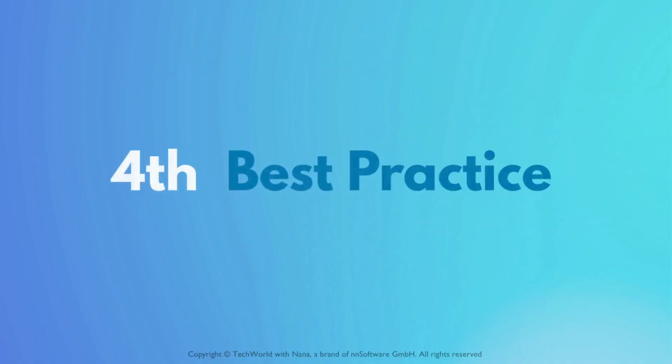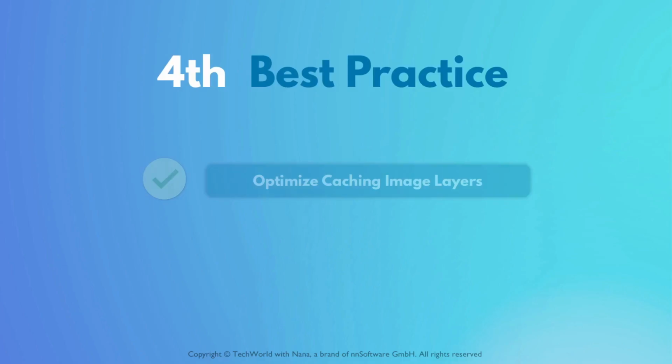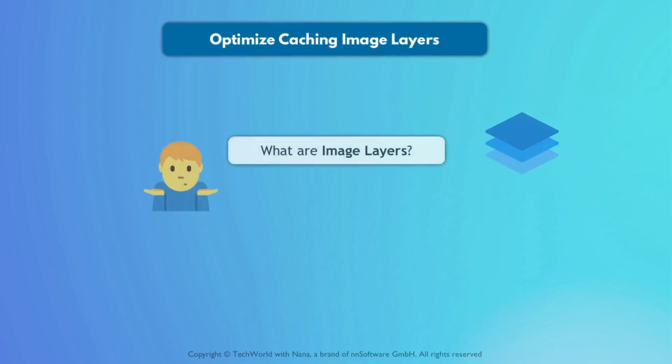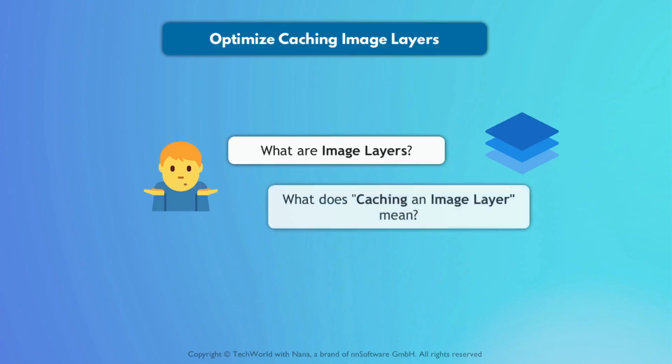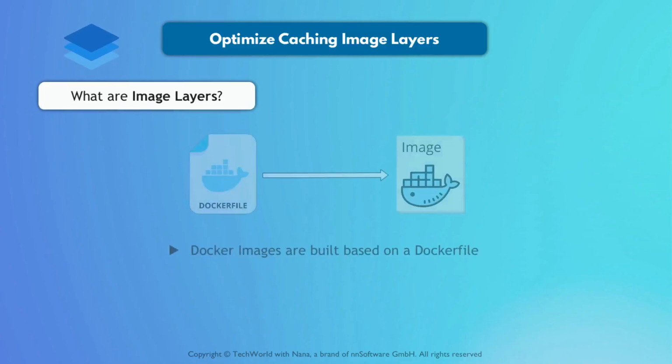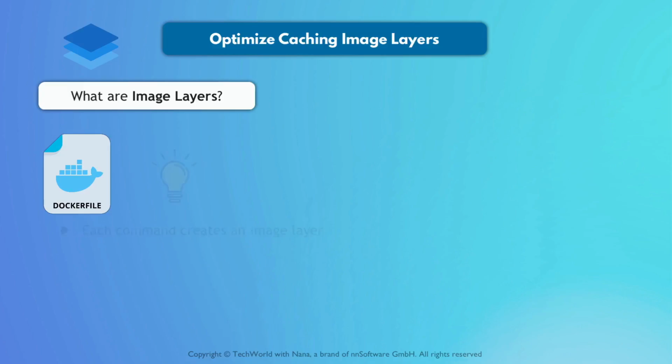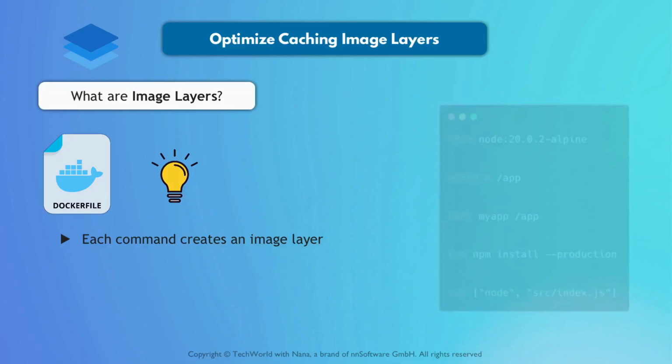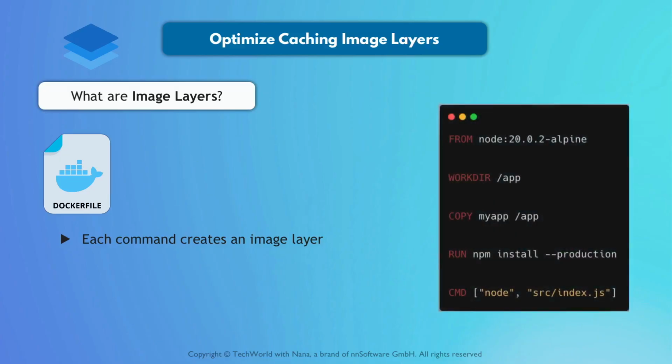The next best practice with Docker is optimizing caching for image layers when building an image. So what are image layers and what does caching an image layer mean? It's very simple actually. Now, a Docker image is built based on a Dockerfile, right? In a Dockerfile, each command or instruction creates an image layer. Let's look at a simple Dockerfile based on a Node Alpine image.